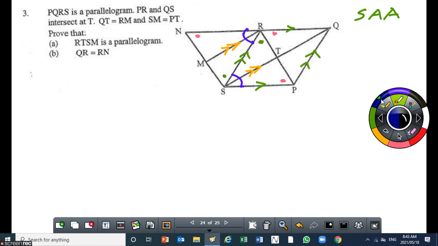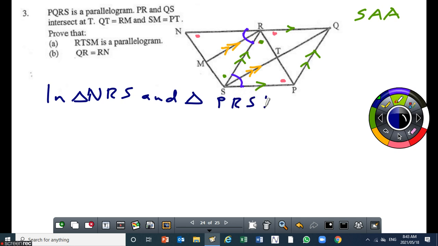Okay, so I'm going to say in triangle, the way that I'm going to name it, I'm going to use the letters of the alphabet. So I'll start with N first. Which one starts first? A, S, and R. So it will be NRS and triangle PRS.